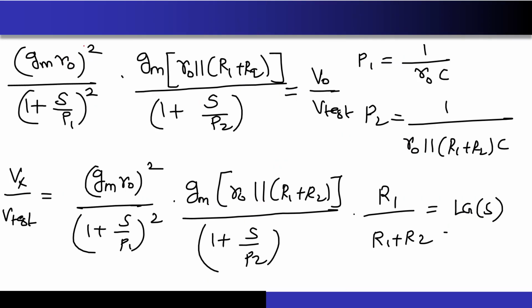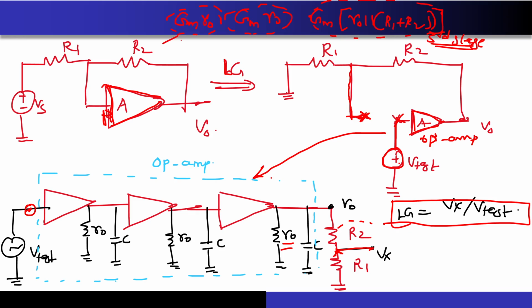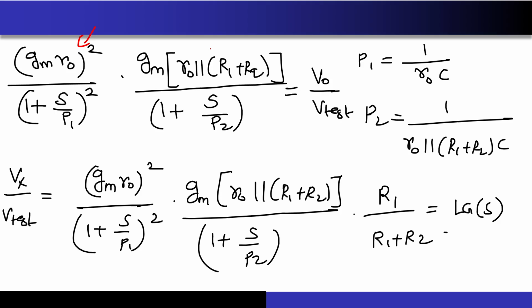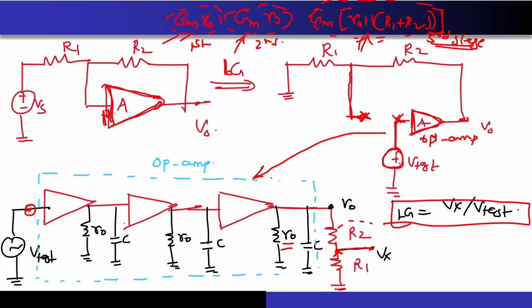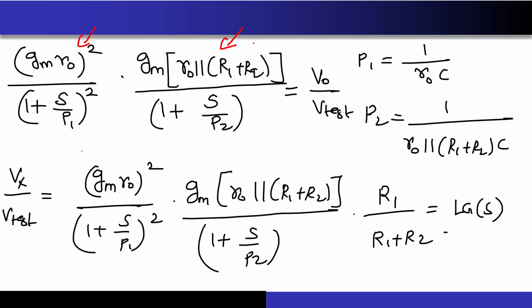So this is what I have written. The gm times R0 squared is for the first and second stages. This is for the first and this is for the second stage. And this expression that you are seeing is for the third stage. Remember, the poles at the output of the first stage and at the output of the second stage look exactly identical. That is why I have the square over here.